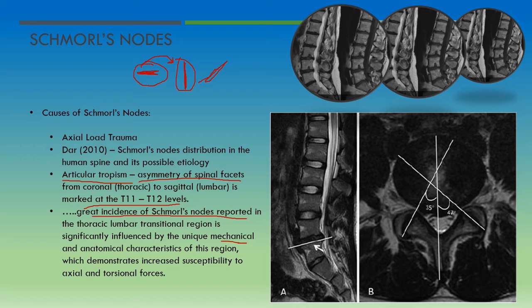And also the anatomic characteristics due to the transitional zone and the transition of the articular facets from coronal to sagittal, or to some midpoints in between in the case of articular tropism, which predisposes this area of the spine to increased susceptibility to both axial and twisting forces. And these particular features of the thoracolumbar area predispose it to the development of Schmorl's nodes.